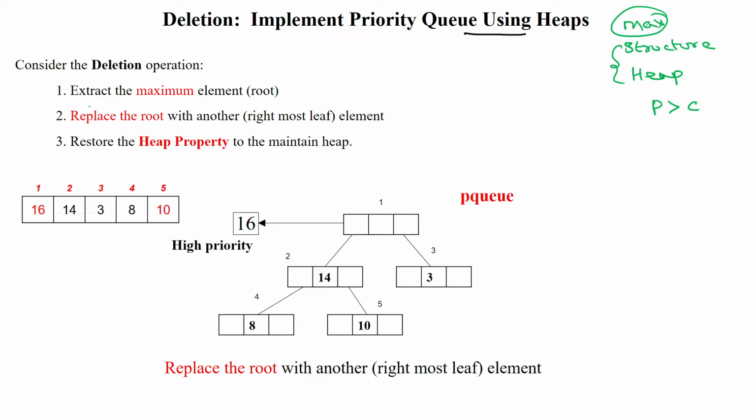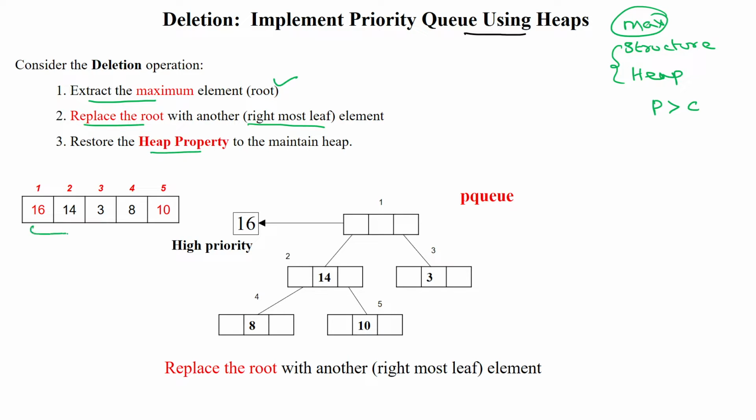So here first we will extract the maximum element from the root during the deletion operation, then replace the root with the rightmost leaf node in the given heap data structure. Then after deletion we should apply the heap property to maintain the heap data structure.